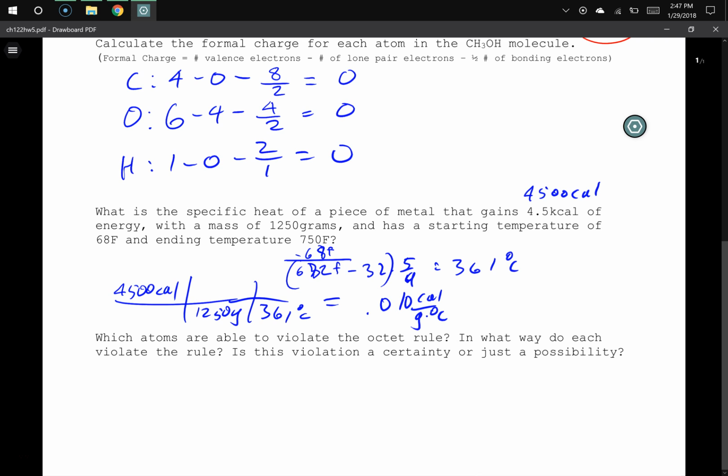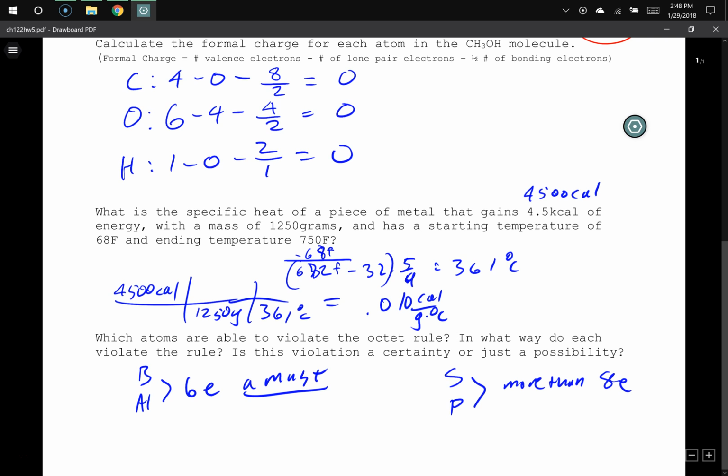The last one: which items are able to violate the octet rule? In which way do they do it? And is this violation certain or just a probability? So we talked about it earlier. We've got boron and we've got aluminum. And these things only want to see 6 valence electrons, and this is a must. This has to happen. Okay? And then we've got sulfur and phosphorus, and they could go more than 8 electrons. And it's a maybe. It'll do it if it has to, but it doesn't need to do it.